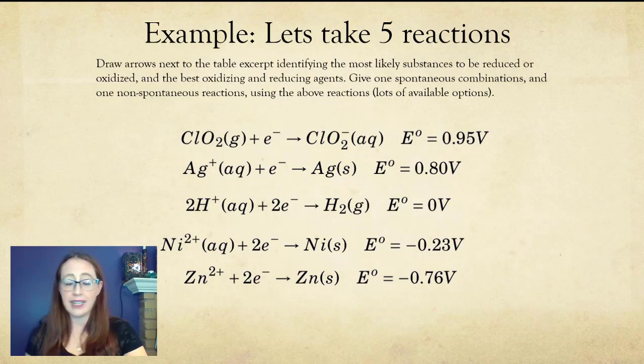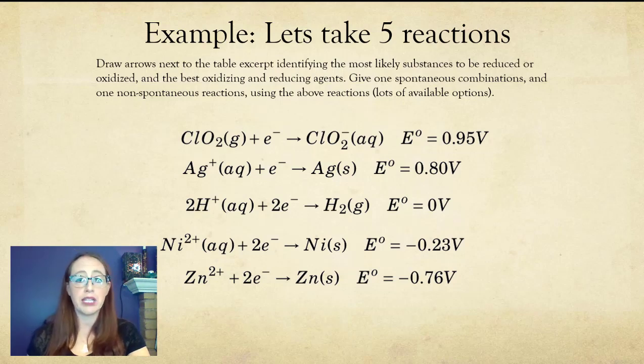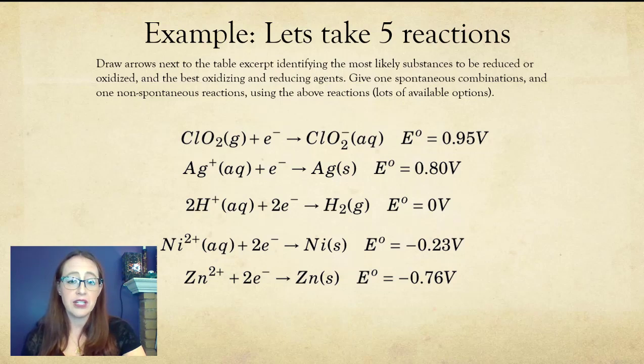Here's a mini excerpt of a table. I took 5 reactions out of the larger table so that it's a bit more manageable to look at. It's still arranged with higher reduction potentials on top, and so our diagonal rule will still be the same. I ask you to identify the trend of what is easily reduced and the trend of which is more easily oxidized. Then I ask you to identify the best oxidizing and reducing agents, and to give us one spontaneous and one non-spontaneous reaction from this. Of course, there are lots of possibilities for the spontaneous and the non-spontaneous reaction, but we'll talk about one of each here.